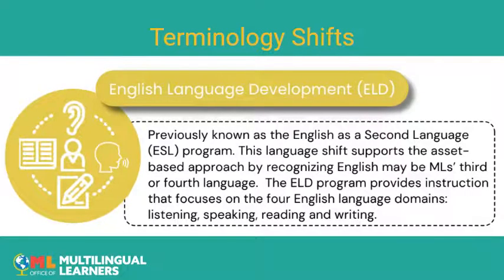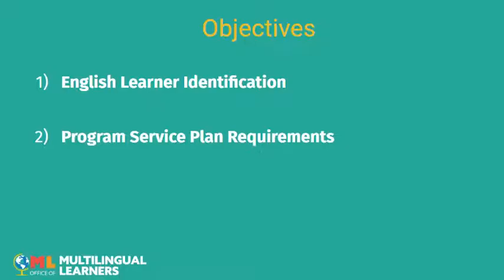English Language Development, or ELD, previously known as the English as a Second Language, or ESL program. This language shift supports the asset-based approach by recognizing English may be ML's third or fourth language. The ELD program provides instruction that focuses on the 4 English language domains: listening, speaking, reading, and writing. We will discuss how English learners are identified in Program Service Plan, or PSP, requirements for all English learners in the remainder of this video.